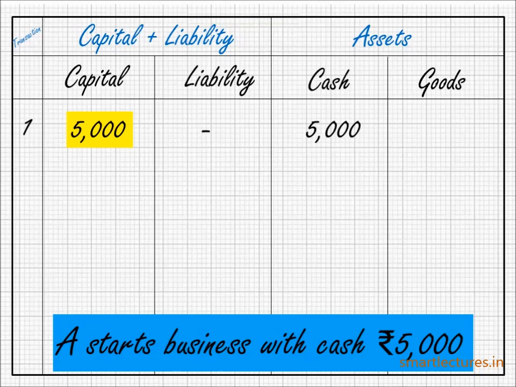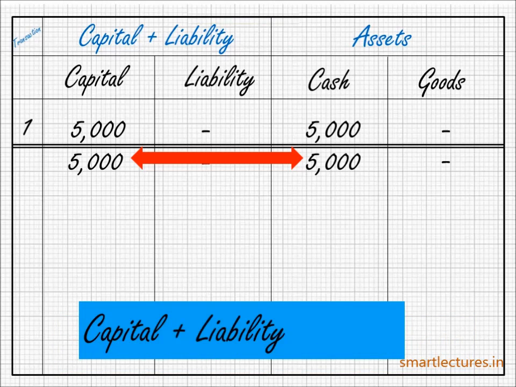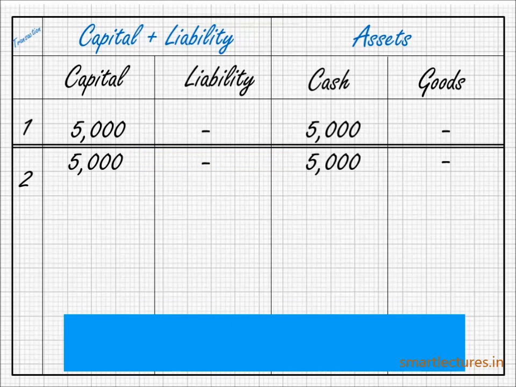It means in the business now the capital is rupees 5,000 and the liability 0 and the cash is rupees 5,000 and goods 0. So 5,000 is equal to 5,000. This is the accounting equation. You know, accounting equation means capital plus liability is equal to assets. So in this transaction, capital is equal to total assets. Now let's move to the second transaction.